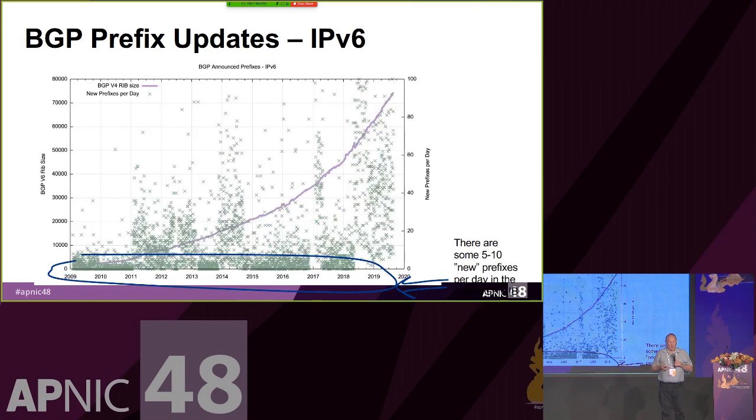V6 is different. No, it's not. It's the same kind of thing. The table is growing exponentially. Only 5 to 10 new prefixes a day, but look at some of that noise rate. There is ample evidence in that graph to suggest that there are far more route leaks, policy violations in V6 than in V4. Now, they're not big, 100, 200 routes, but because it's V6, there's one thing we all know about V6. Nobody's looking, and nobody cares, because it's V6.